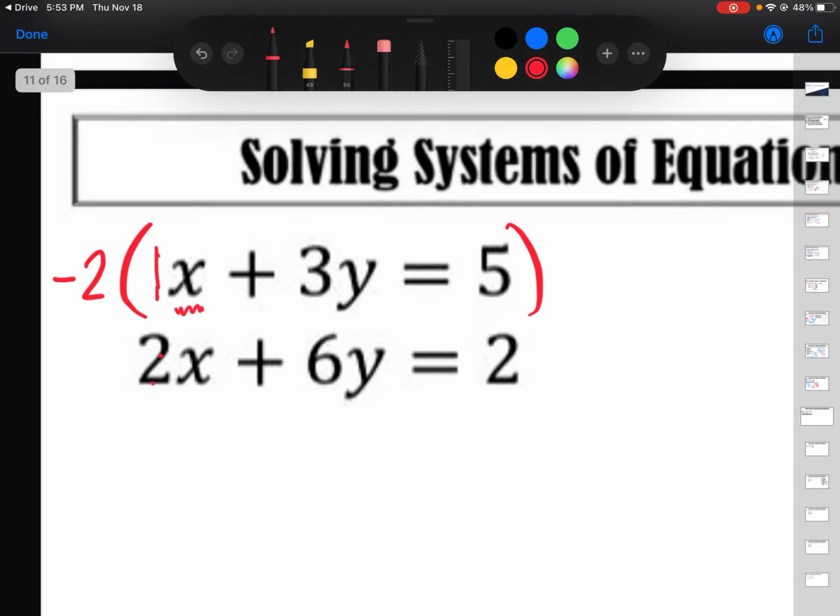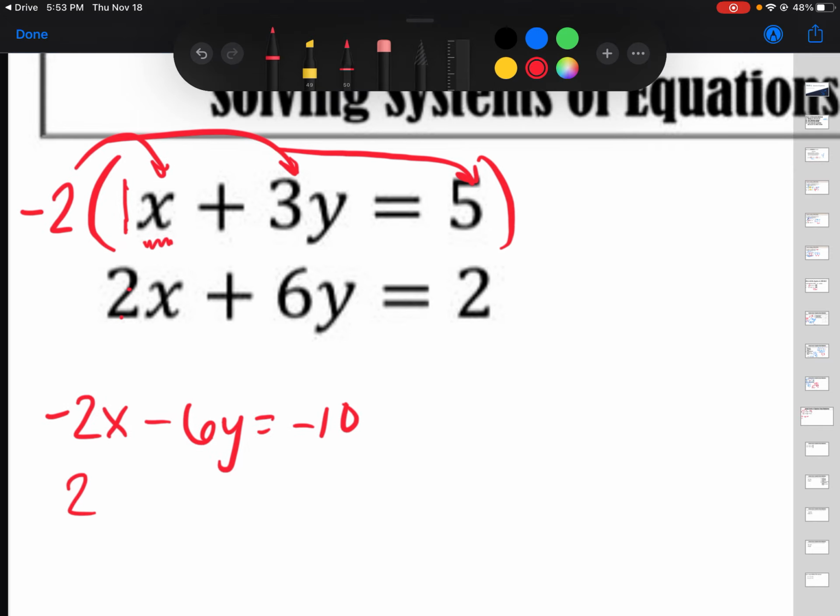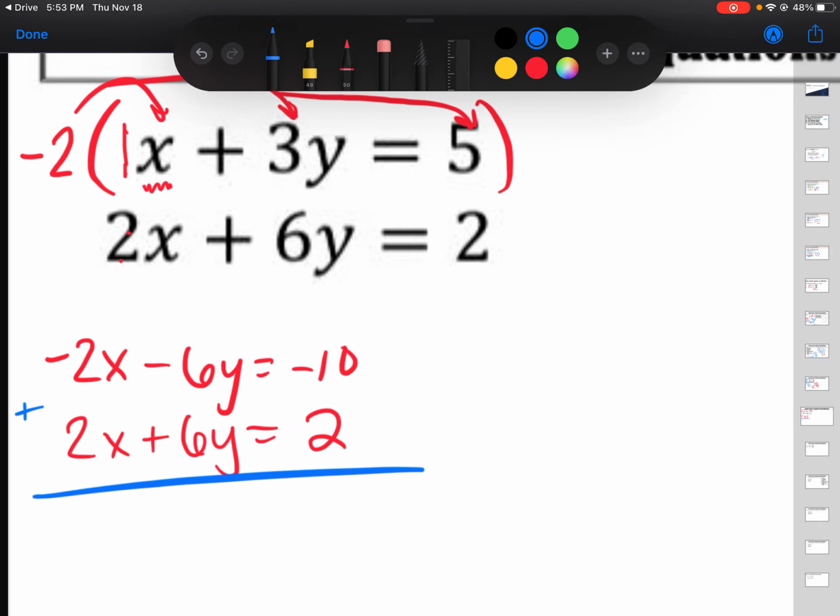Distribute that. I've got negative 2x minus 6y equals negative 10. Don't forget, distribute it to every term. I'll drop down my second equation, 2x plus 6y equals 2. Add them together. Negative 2x plus 2x is 0. Negative 6y plus 6y, that's also 0. Okay, I've canceled out everything on the left, so I put a 0 there. Negative 10 plus 2 is negative 8.